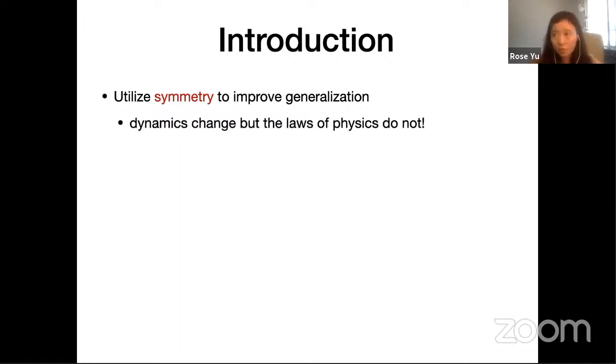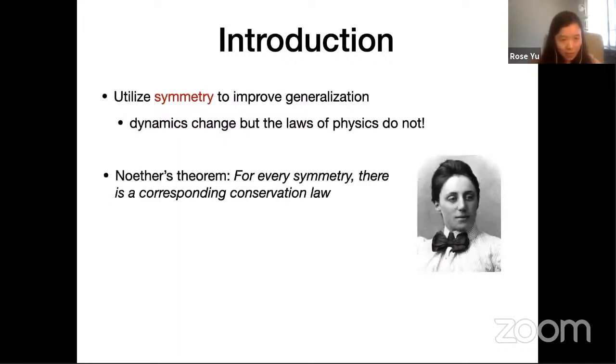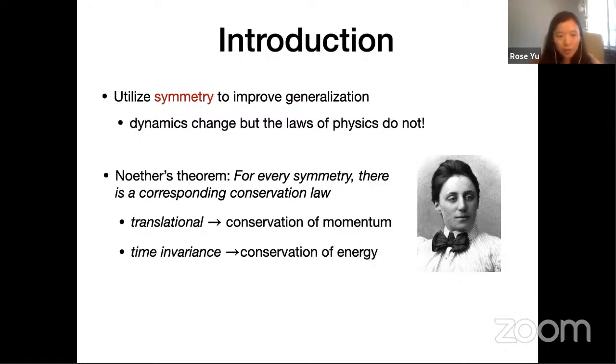And there's this beautiful theorem from Noether, who is a physicist, and she said for every symmetry, there is a corresponding conservation law. So this theorem essentially links the idea behind symmetry with the idea of physics laws. For example, translational symmetry corresponds to conservation of momentum. Time invariance corresponds to conservation of energy. So if we can build symmetries into deep learning models, then automatically we can guarantee the model knows about physics and therefore can generalize to unknown dynamics, even when the dynamics are changing from training to test.